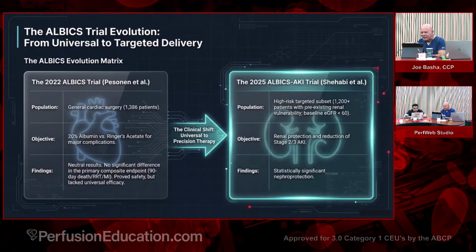with the same ALBICS trial, with Shahibi, showed that a high-risk targeted subset, 1,200 patients with pre-existing renal vulnerability and baseline GFR less than 60, the objective was to determine renal protection and reduction of stage 2-3 AKI, and the findings showed statistically significant nephroprotection. So again, if you're just going to take all comers and not subset anybody, you're going to skew the results. Right. But if you take a vulnerable population and you look at it, then that's different.